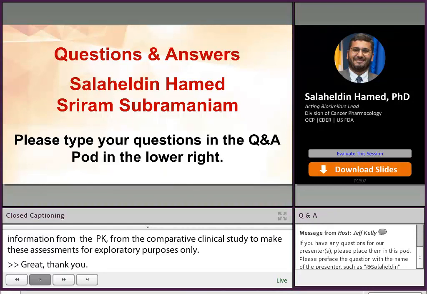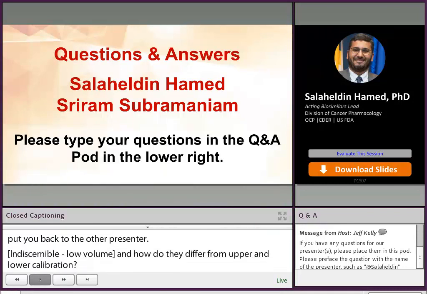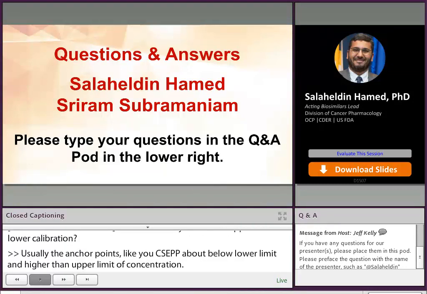So usually the anchor points are treated like QC samples, but they're below the limit of quantitation on one side, and higher than the upper limit of quantitation on the other side. Basically, we use them to improve the fit of the 4-parameter or 5-parameter logistic regression for the calibration standards.